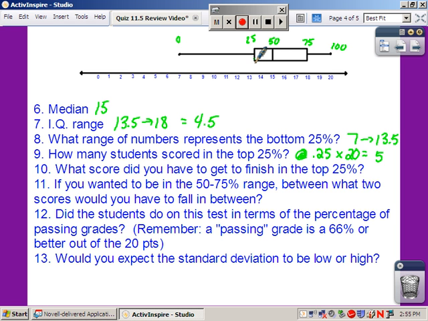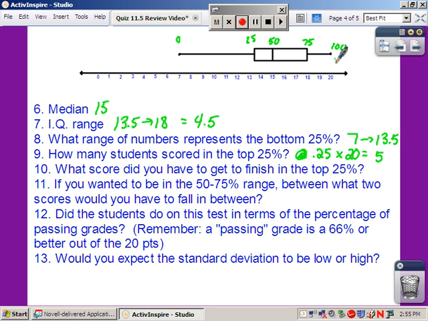So even though the lines are longer, it doesn't mean it represents more people. What it means is the 5 people that scored in the bottom 25%, their scores range from 7 to 13.5. That still was only good enough for bottom 25%. Whereas over here, the 5 people that scored on the top, theirs went from 18 to 20. So it's a smaller range, but it's not a smaller amount of people.